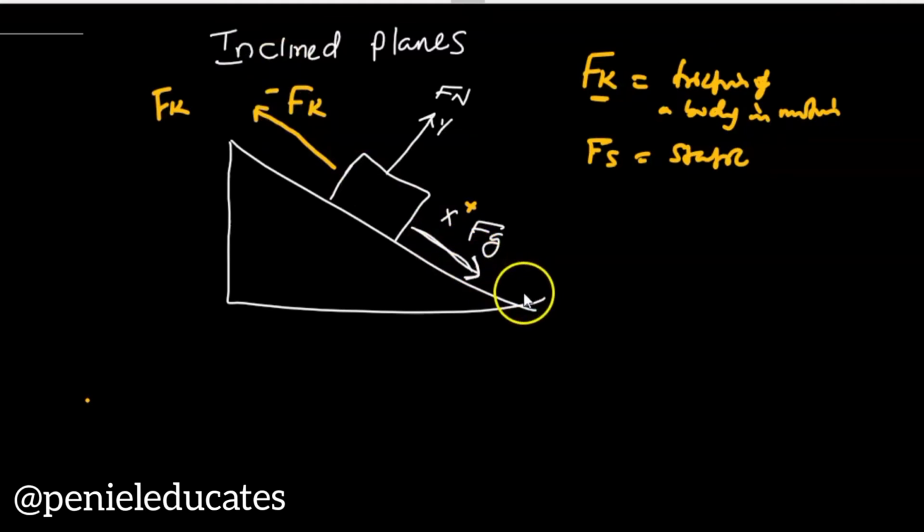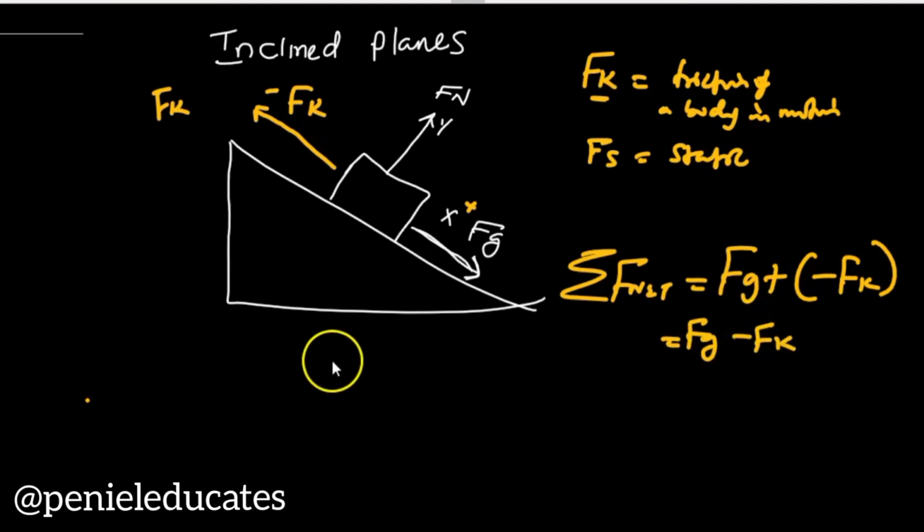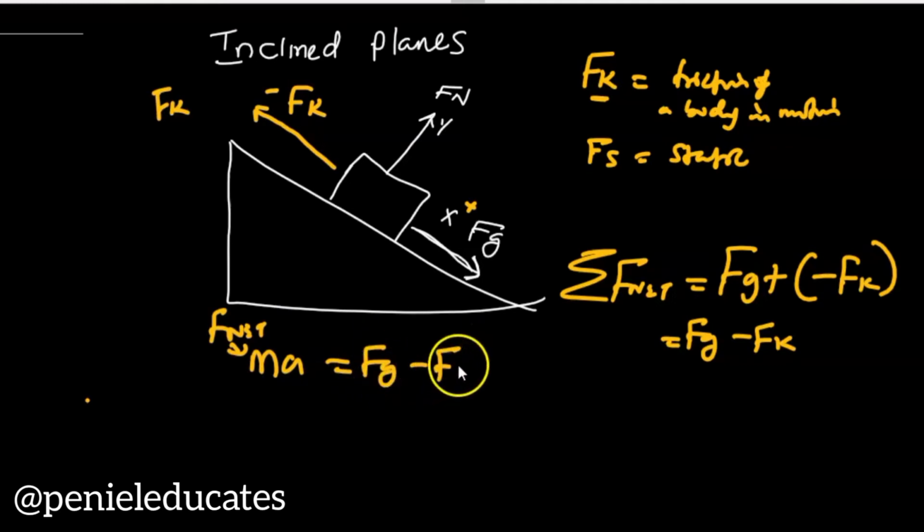Now, the sum of the forces, that is the F net, is equal to Fg, which is this one moving here, plus this Fk, which is the negative kinetic friction opposing the motion. So when you do this, you're going to have Fg minus Fk. All right, so we then know that F net, which is the Ma, is equal to Fg minus Fk, which is the kinetic force.